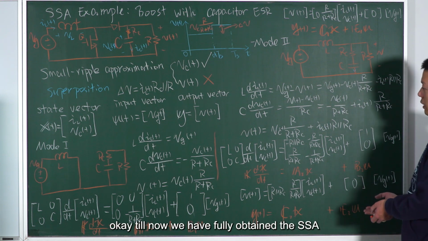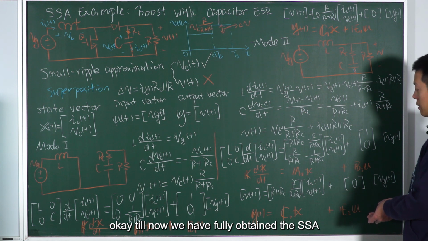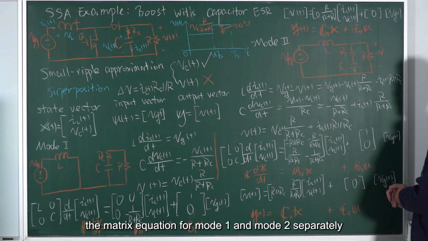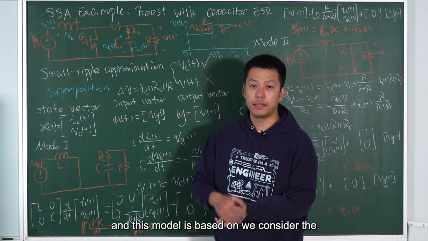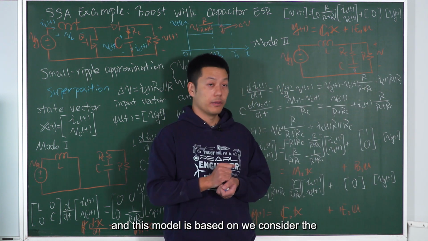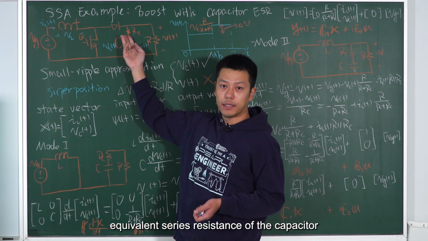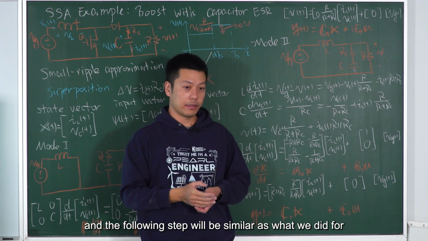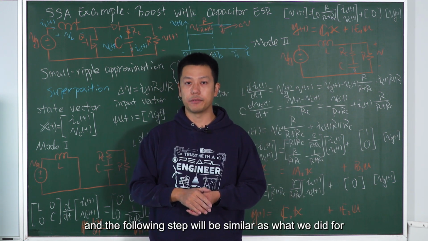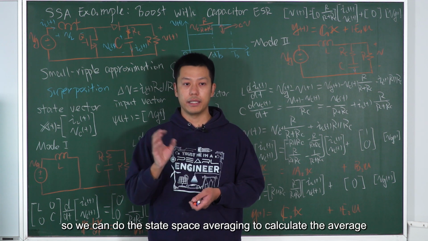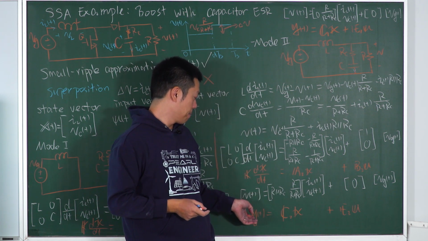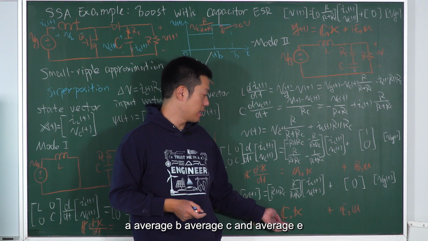Okay, till now we have fully obtained the state space matrix equations for mode 1 and mode 2 separately. And this model is based on considering the equivalent series resistance of the capacitor. The following step will be similar to what we did for the buck-boost converter. We can do the state space averaging to calculate the average A, average B, average C, and average E.